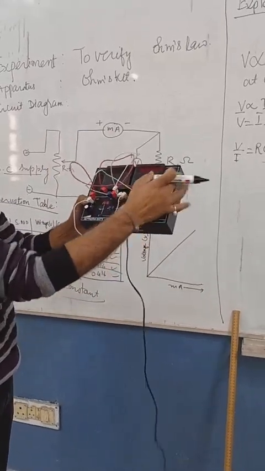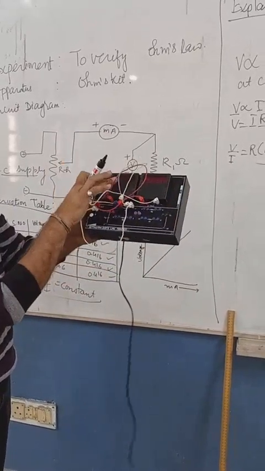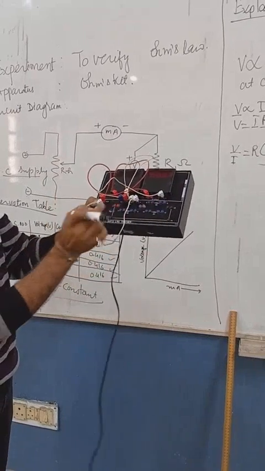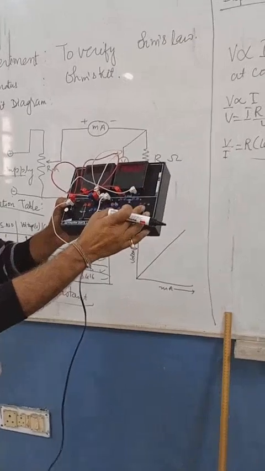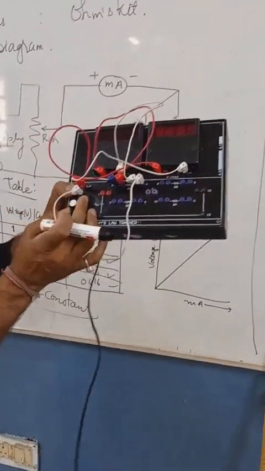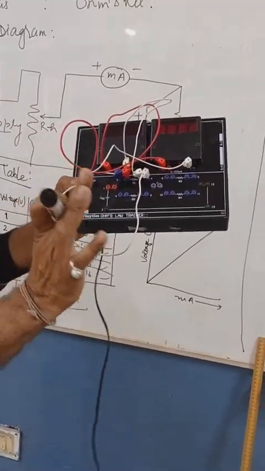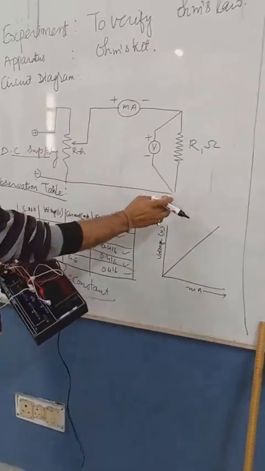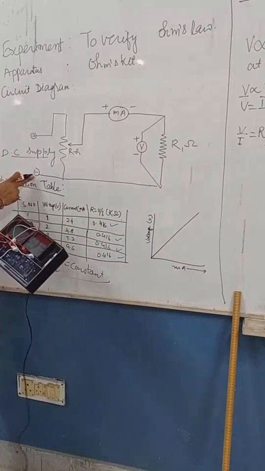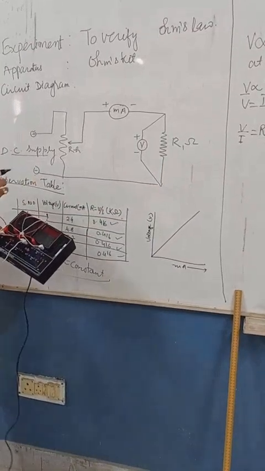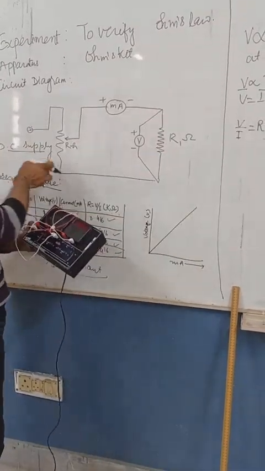of the ammeter. This is the ammeter, this is the voltmeter, and here are the three resistances that we have got, and by varying the resistance we can vary the resistance with the help of this potentiometer. Clear? Another end is connected to the negative supply. Okay, so this is the complete circuit diagram.